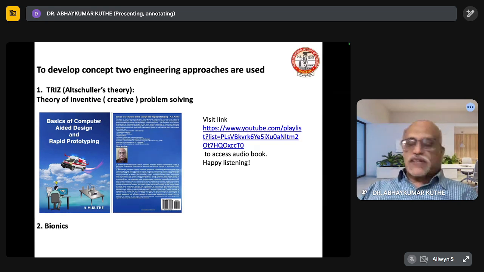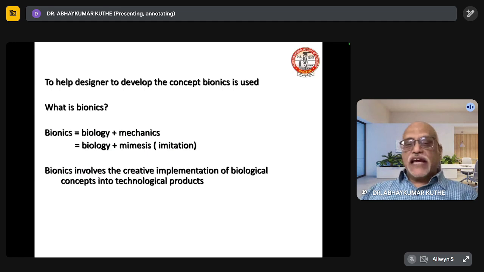The other approach is bionics. And this is again a very interesting approach, especially as the name itself indicates. Bionics talks about biology and mimesis, that means imitation of biology. And that's a very simple thing they talk about.